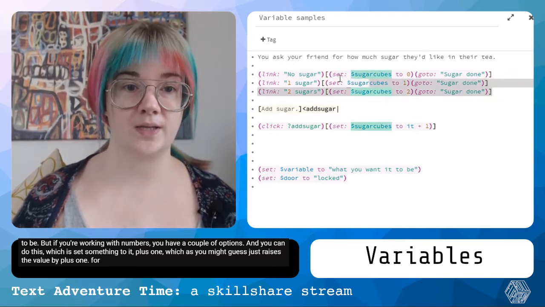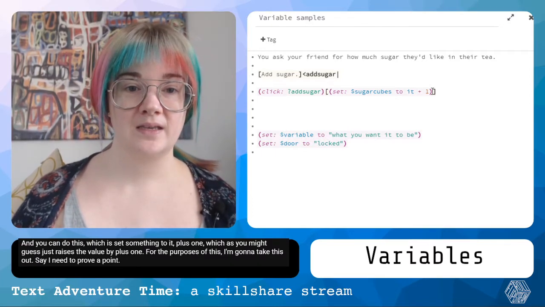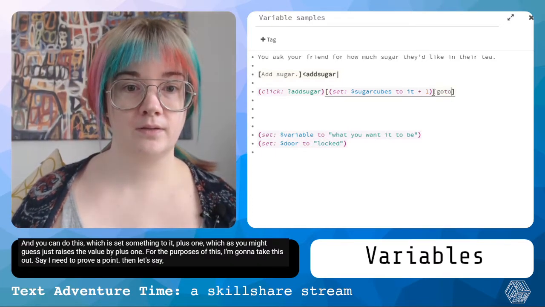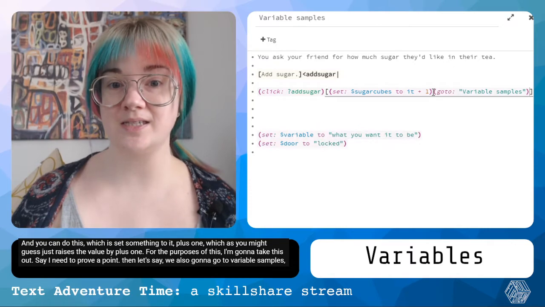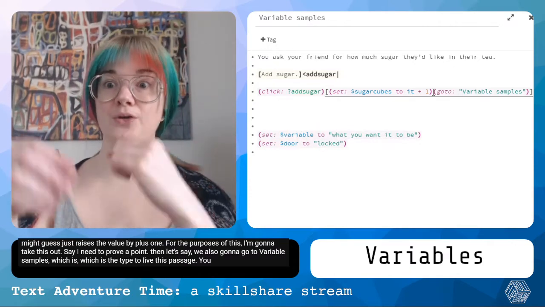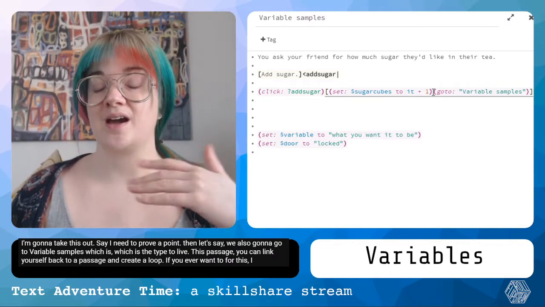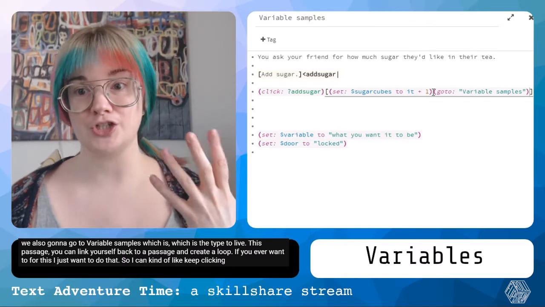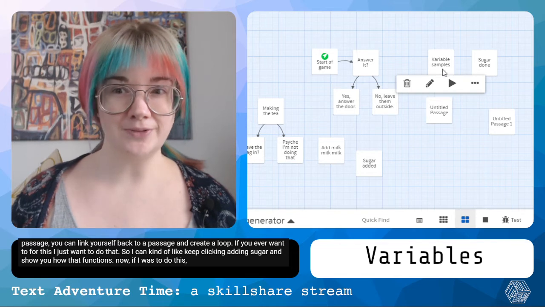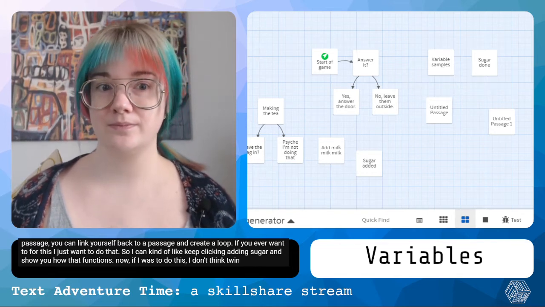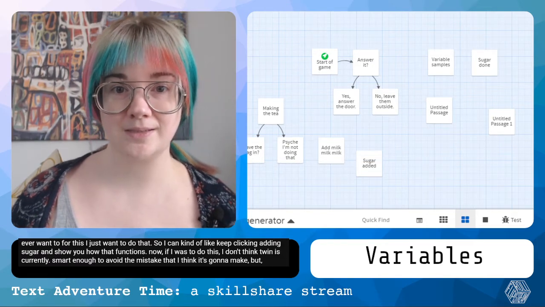For the purposes of this, I'm going to take this out because I need to prove a point. And then let's say we're also going to go to variable samples, which is the title of this passage. You can link yourself back to a passage and create a loop if you ever want to. For this, I just want to do that so I can keep clicking adding sugar and show you how that functions. Now, I don't think Twine is currently smart enough to avoid the mistake that I think it's going to make, but let's see.